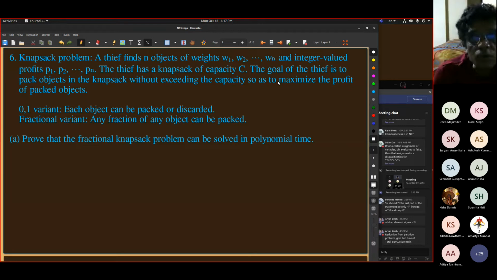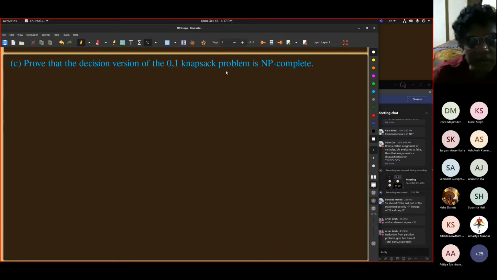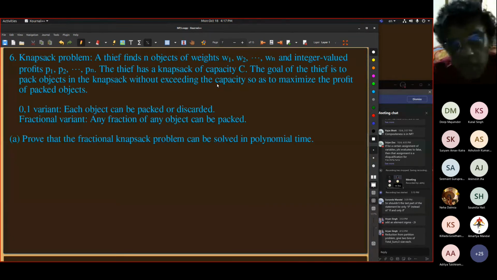So provide an equivalent decision version for that 0-1 knapsack problem and prove that it is NP complete. So these are the three parts. You think about this. So let us take a small break. I will come back after 5 minutes, maybe around.